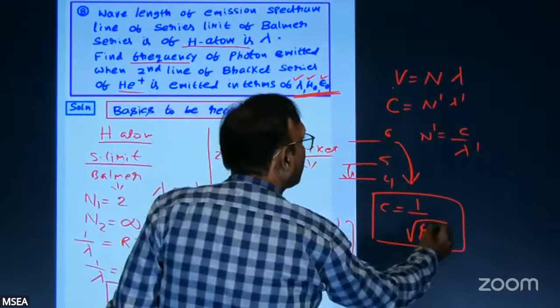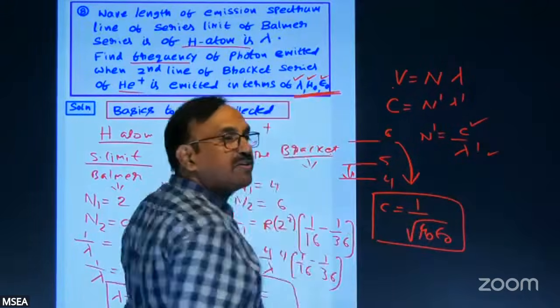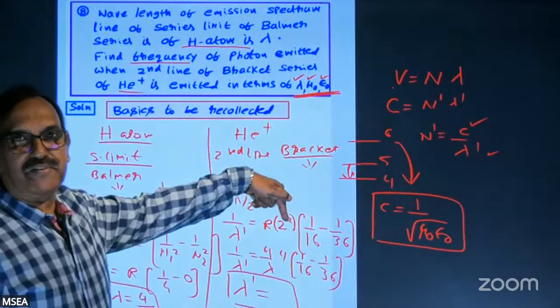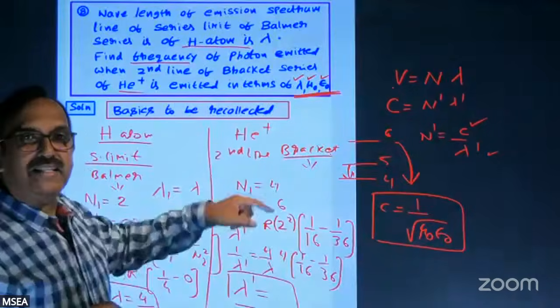So mu naught and epsilon naught are given. From that you can write C there. From here you get lambda dash. If you substitute, you do get the answer for the question. So this is a slightly twisted question at the end.